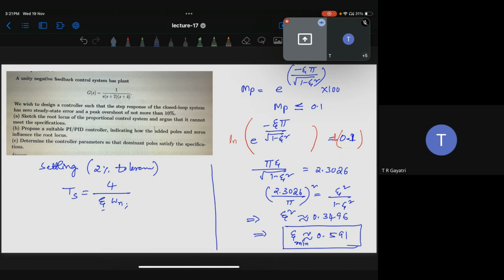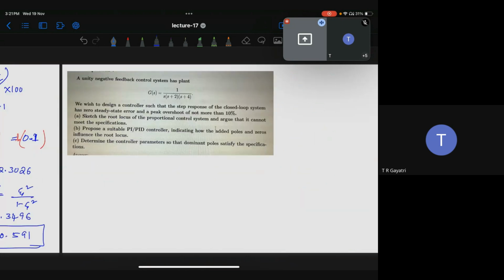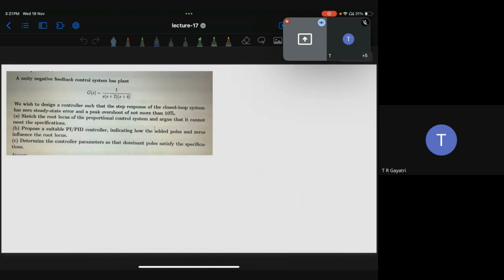Let us try to find the omega n here. Okay, so we know already the characteristic equation: s cube plus 6s square plus 8s plus k equal to 0. Let us try to match this with the standard cubic representation.